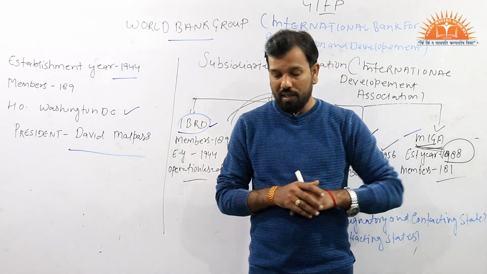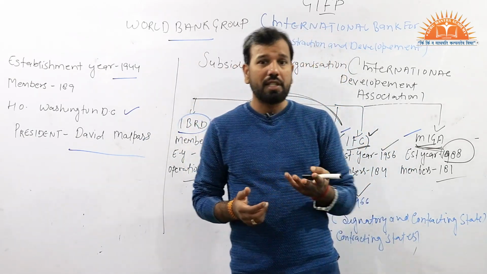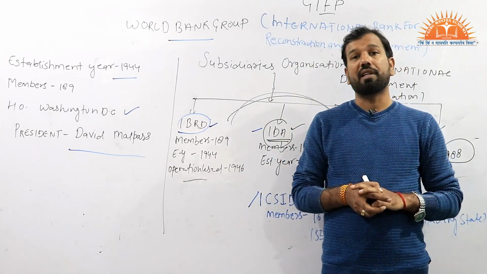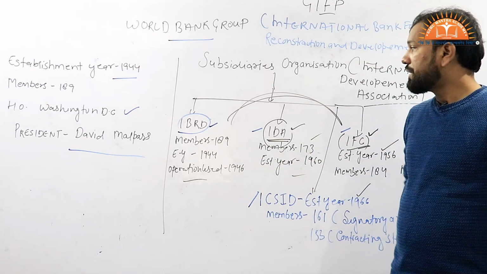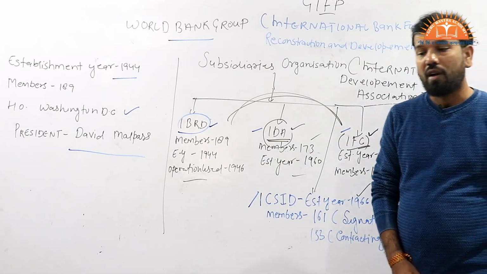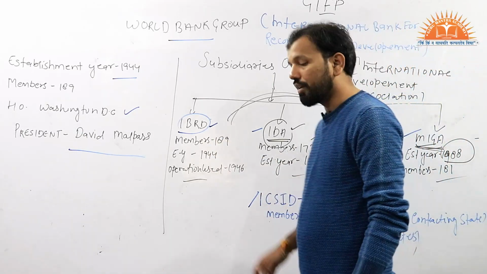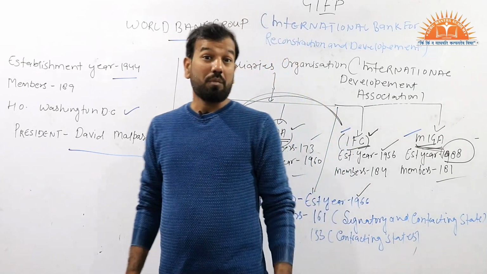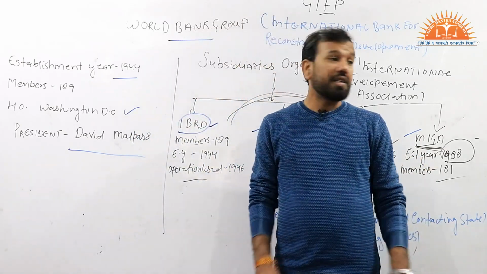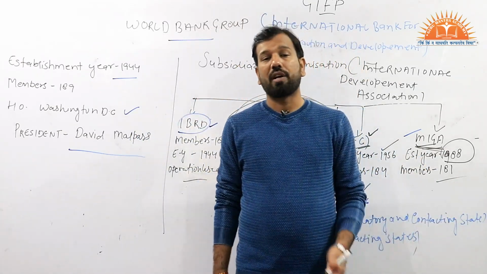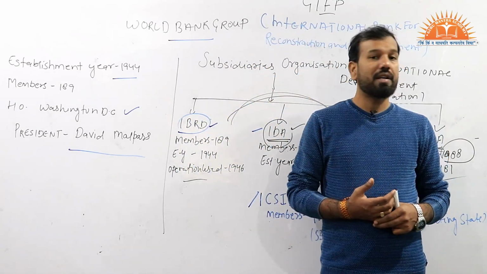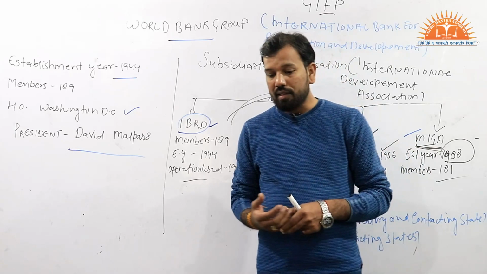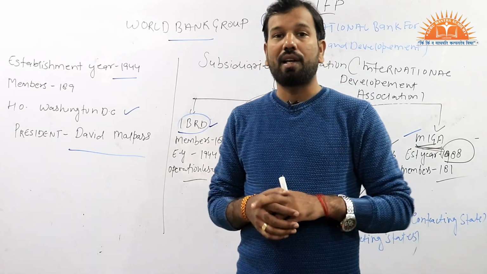MIGA is all about providing guarantees on behalf of the member countries. Suppose that all those countries who are members of the IBRD, IDA and IFC require some funds from these three organizations. So MIGA will provide guarantees on behalf of those countries who are going to borrow some money from these three organizations. Why are they taking these guarantees? Because certain issues have been raised in the past.